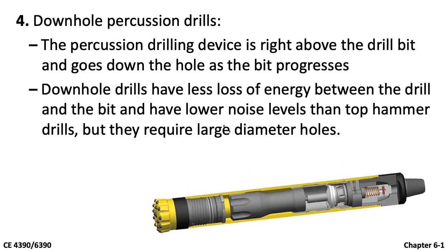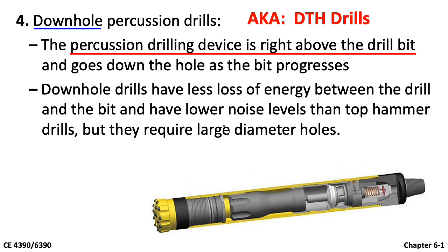In addition to top hammer drills, we also have downhole percussion drills. DTH is one example of a downhole hammer. Unlike a top hammer drill, the hammer device of a downhole drill is placed in the bottom of the hole, right above the drill bit. The hammer goes down the hole as the bit progresses.